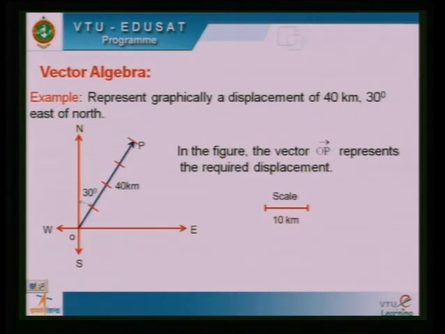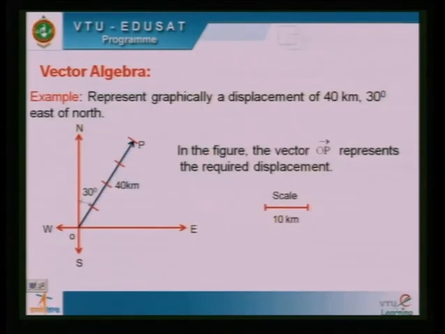Is it clear? Right? Now, in a similar way, we can represent a displacement of 40 kilometers 30 degree east of north. Just now we have solved an example like this, and this example is also similar to that one. As usual, W represents west, E represents east, N stands for north, S stands for south. Is it clear?